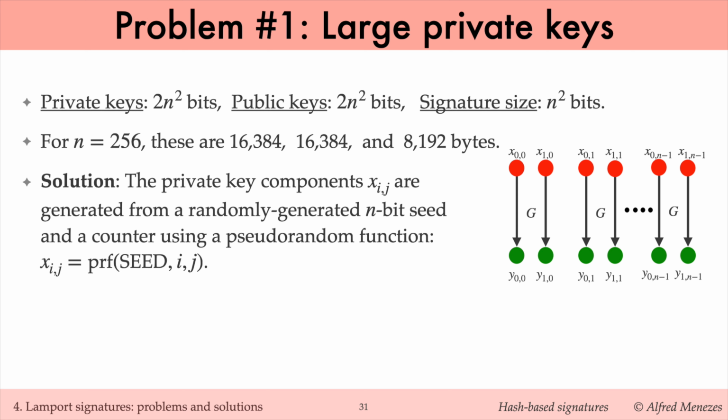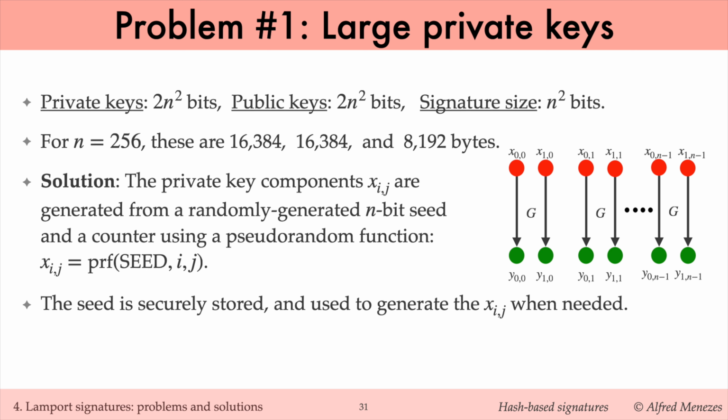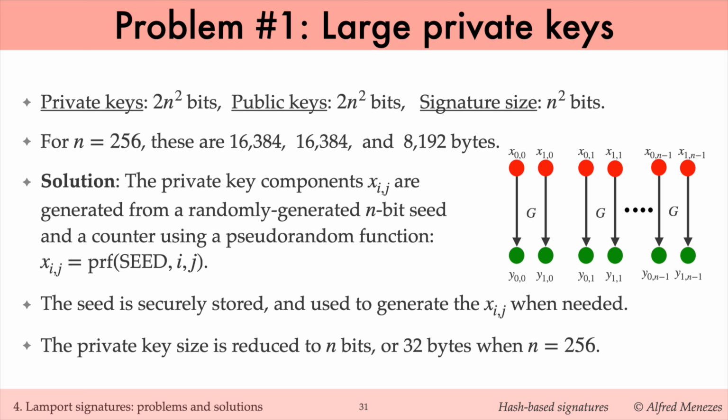To reduce the private key size, the private key components Xij are generated from a randomly selected secret n-bit seed and a counter, for example, by using a pseudorandom function PRF. The PRF could be HMAC, with the seed serving as a secret key. The seed is securely stored and used to generate the Xij when needed. For n equals 256, the private key is reduced to 256 bits, or just 32 bytes.